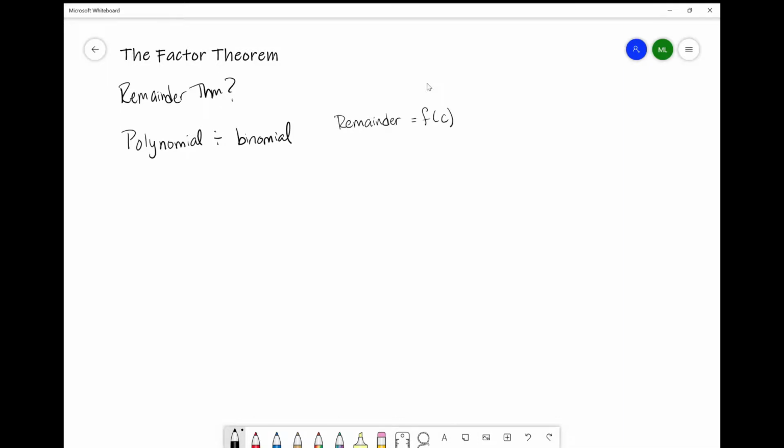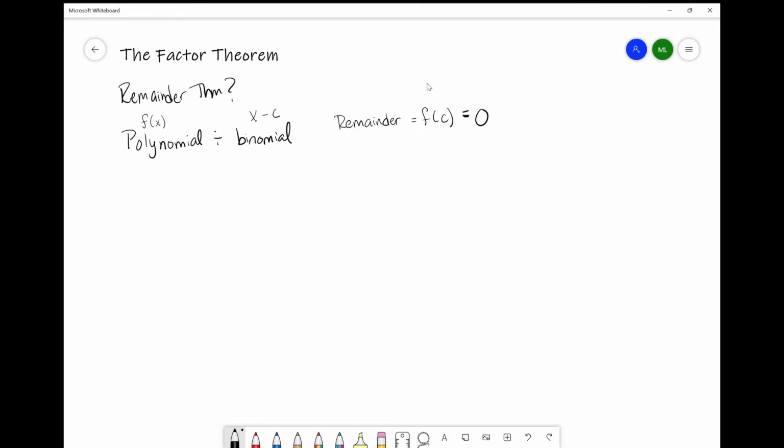Now remember, the binomial had the form x minus c, and the polynomial, we called that f of x. So basically if you took this c value right here and plugged it into f of x, you get your remainder. It was either direct substitution or synthetic division. That's how we could find our remainder. Now, the factor theorem says, well, what if your remainder, your f of c, is equal to 0?